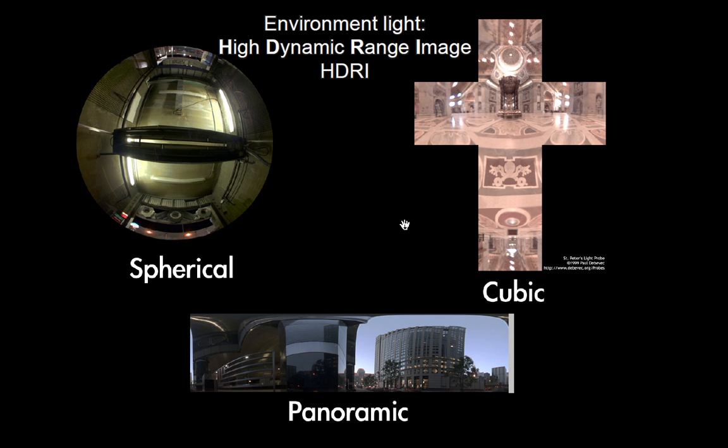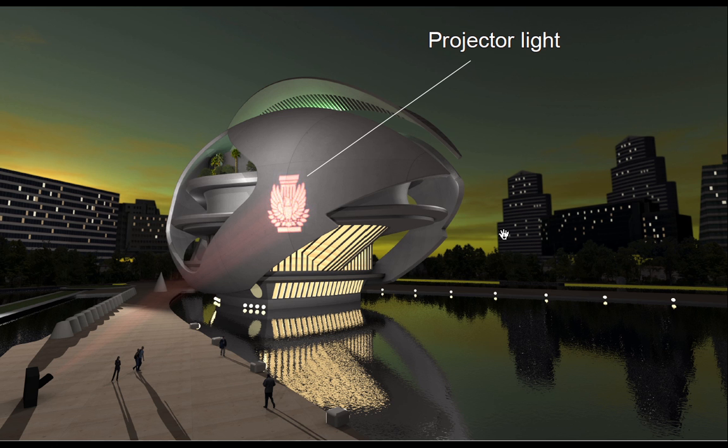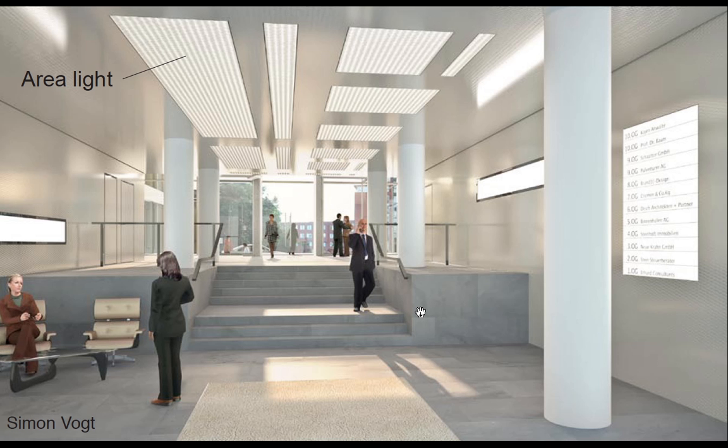There's a bunch of free images that are out there on the web, and you can download those and use those as actual light sources. There's the projector light, so of course you load any pixel image and put the glow option for that. And there's also the area light. The area light, there's so many different ways to use that.